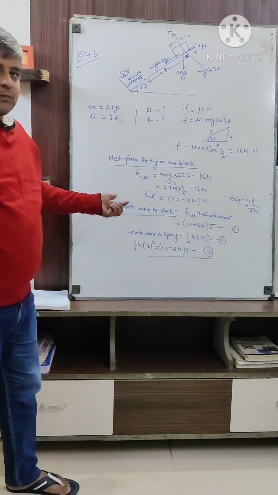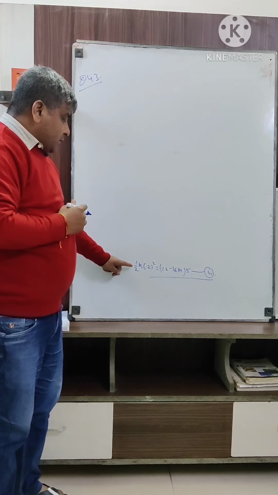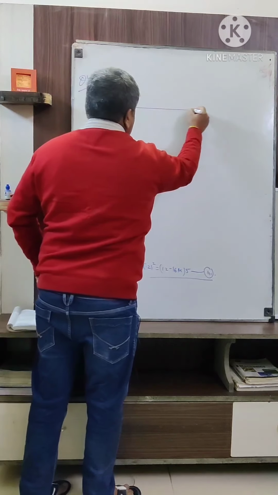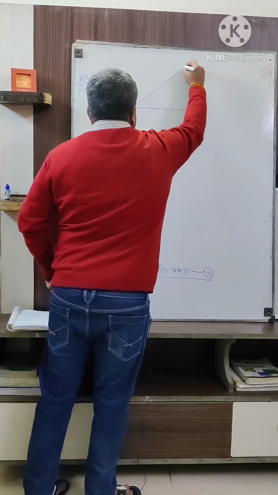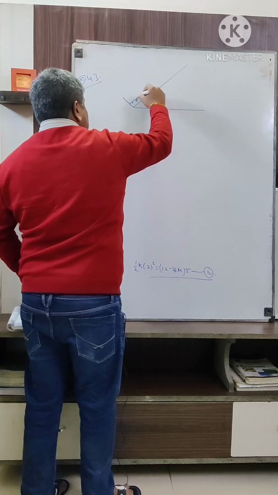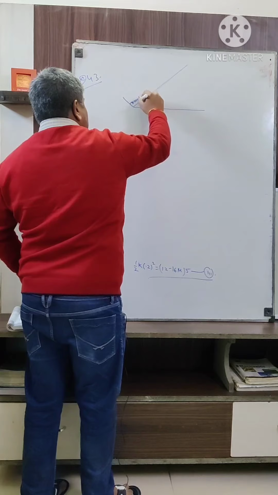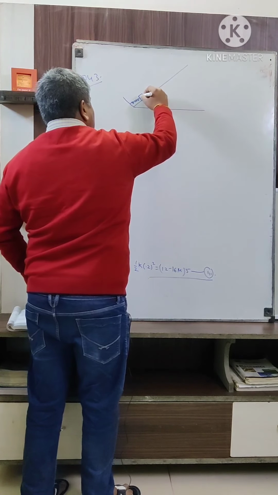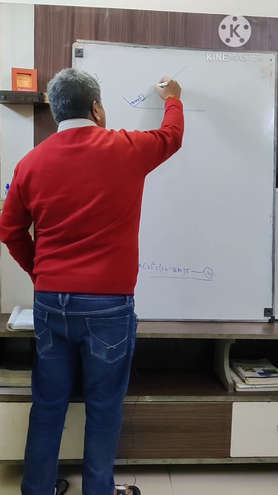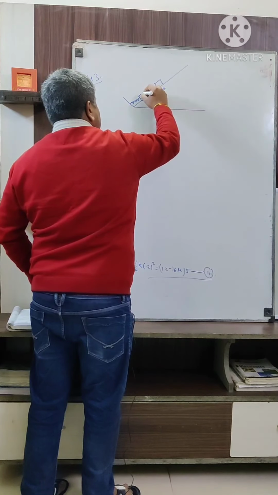Similarly, we have to find the next one. We have already found the first relation between k and mu. Now when the block has compressed the spring, the spring will also exert some force on it, and due to this force the block again covers a distance of 1 meter up the incline. So the distance covered by the block is 1 meter, in the upward direction.